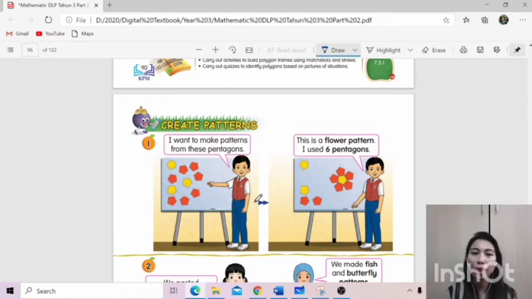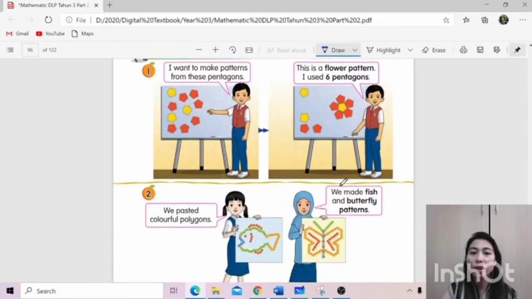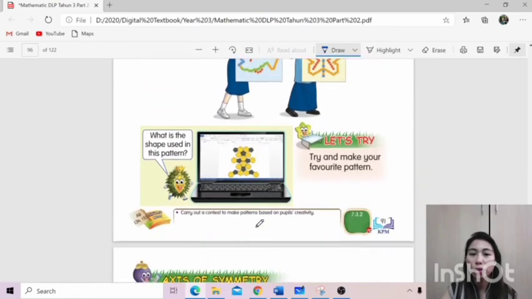So here, like this boy, he got a pattern of pentagons. If you want to make patterns of pentagons, then he can make a flower pattern out of the pentagon shape. They also can make a fish pattern using different polygon shapes. So you can try on your own to make your favorite pattern.